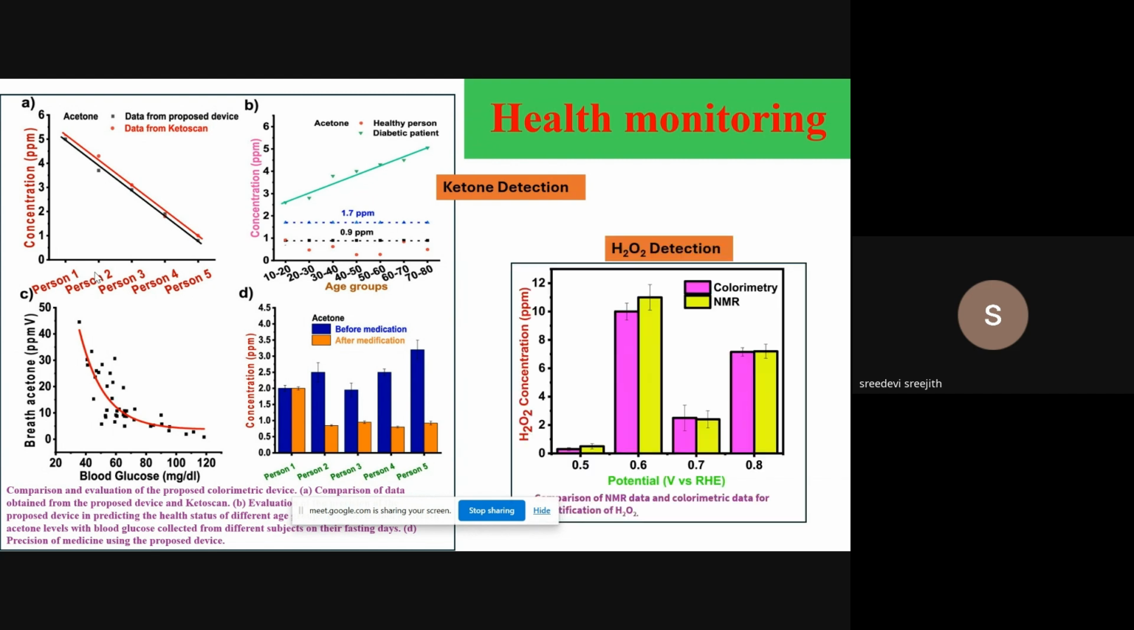The other analysis that we have carried out is H2O2 detection. H2O2 is used as a biomarker for lung inflammation. So by detecting H2O2 in breath, we can identify whether there is lung inflammation or not. We have carried out similar experiments using the dye detection method, and we have compared our colorimetric sensor with NMR data, and we have found that both results align well with each other.